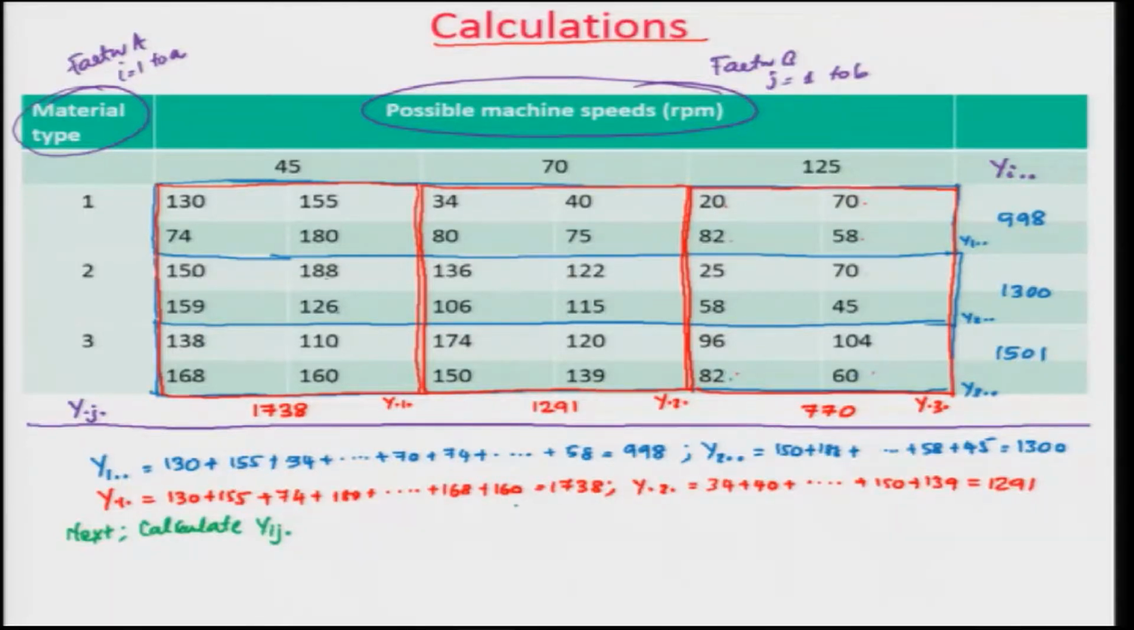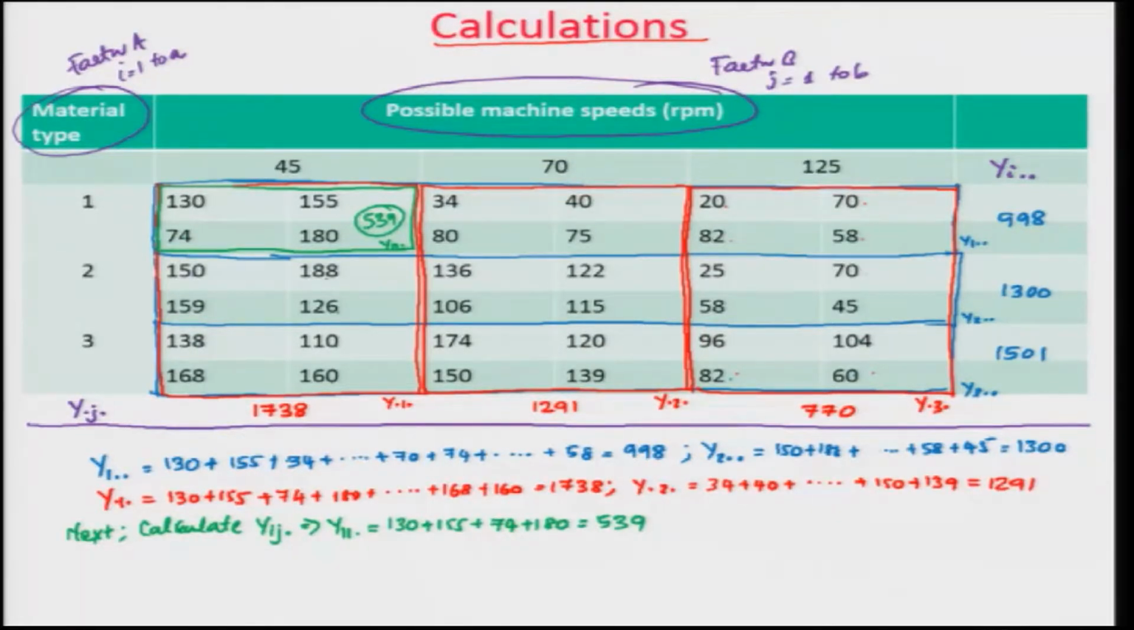The y i j dot is calculated in this particular case as follows. The first one has many values, which is y 1 1 dot. This value y 1 1 dot is 130 plus 155 plus 74 plus 180, and that gives you 539. So this 539 is this particular value in this case.